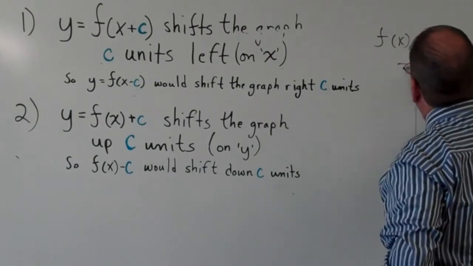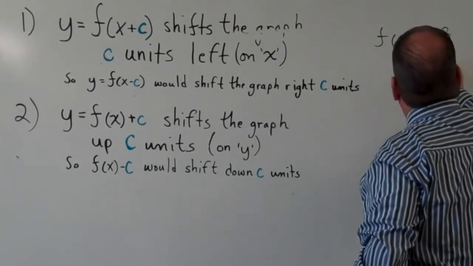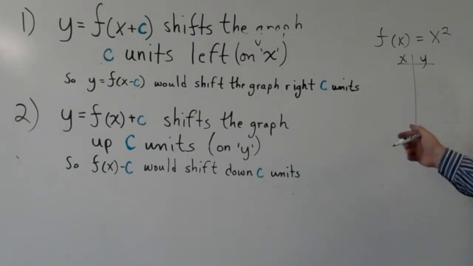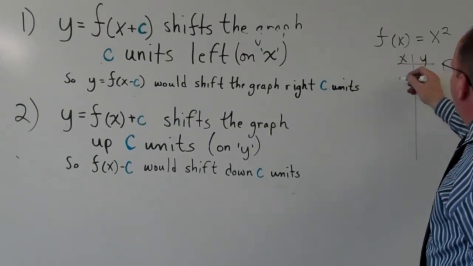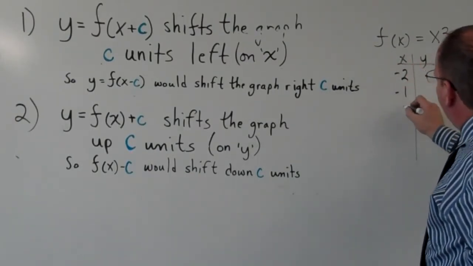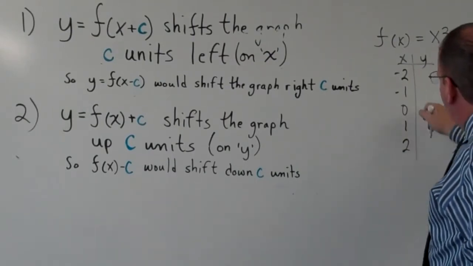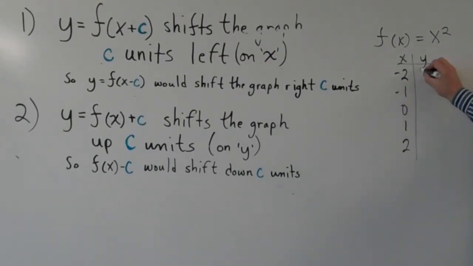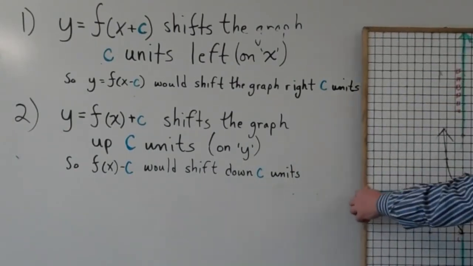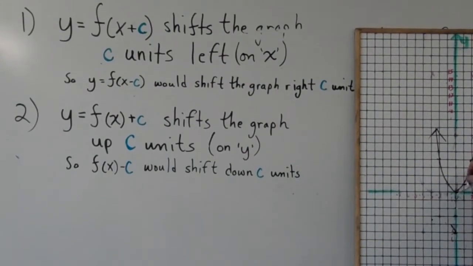We know that this is a very basic function. We can easily make a table for this, insert some x values, and get out the y values. Negative 2 squared is 4, negative 1 squared is 1, 0 squared is 0, 1 squared is 1, 2 squared is 4. And we can graph this parabola. It's just a very basic graph.